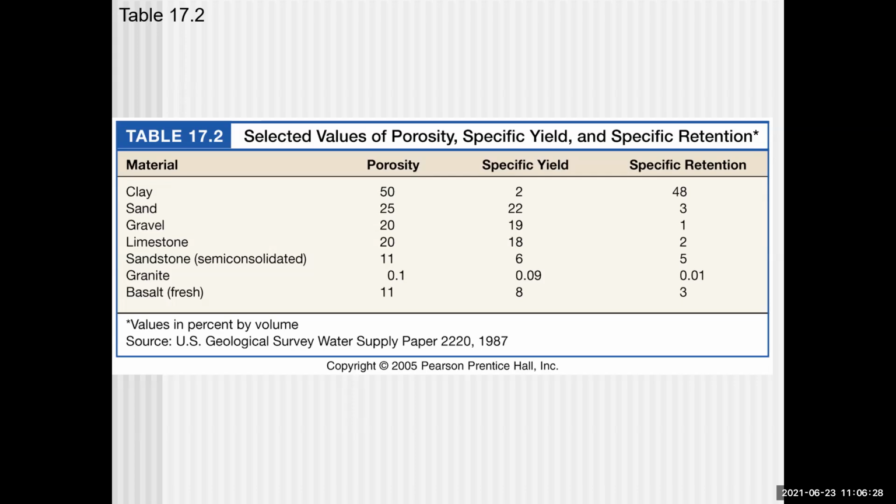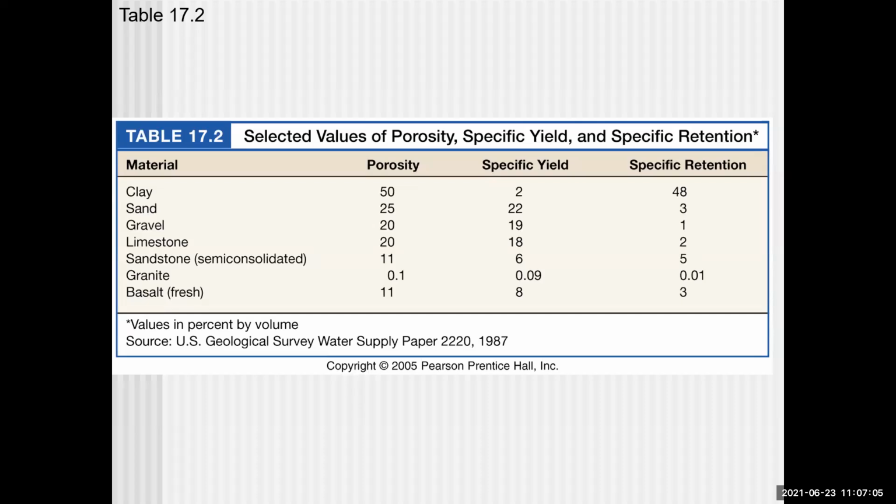So notice that specific yield and specific retention, if you add those values up, they add up to the porosity value provided, right? Because that's saying that 2% of the volume of the rock, that saturated volume of material, only 2% of that water is going to move. That's the specific yield, and 48% is left behind. So obviously those numbers need to add up to account for that total porosity, right? And so again, specific yield and specific retention are ways of describing the permeability of these materials.